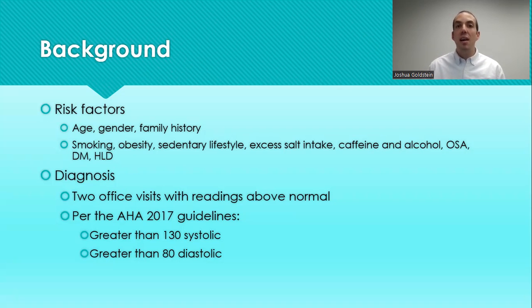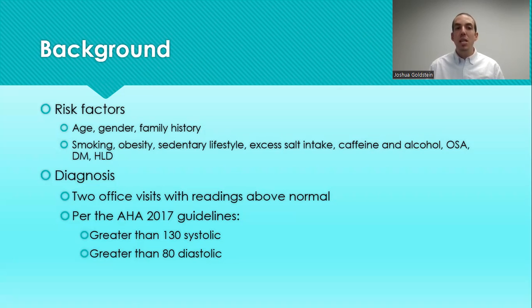Keep in mind, these non-pharmacological interventions are universal, whether they're on medication, whether they're not on medication, whether it's already controlled. Anyone who has that diagnosis of hypertension, we're always going to work on them with non-pharmacological interventions. Reducing caffeine and alcohol, both of those can increase our blood pressure. Obstructive sleep apnea is a cause of hypertension, and obviously diabetes and hyperlipidemia, these are risk factors, and these are things that we want to make sure we control in a patient that we're treating for hypertension.